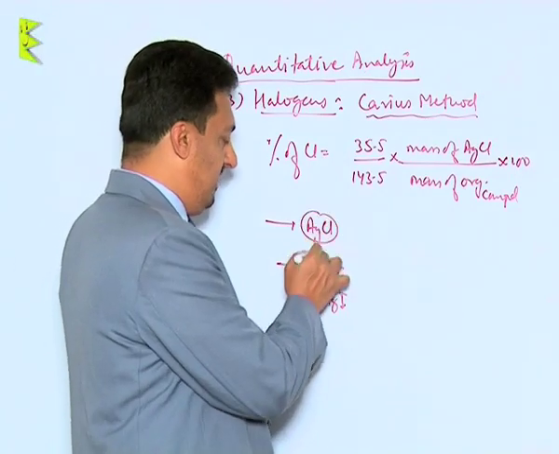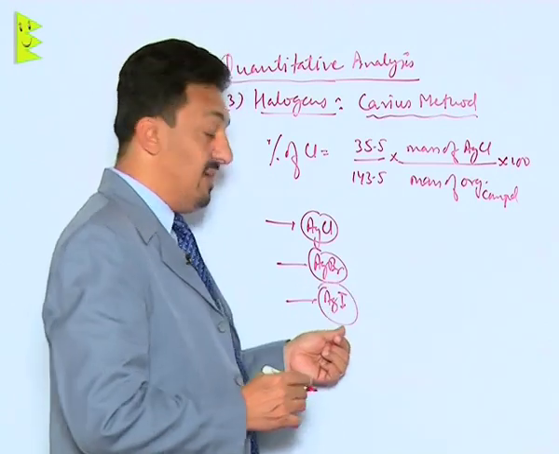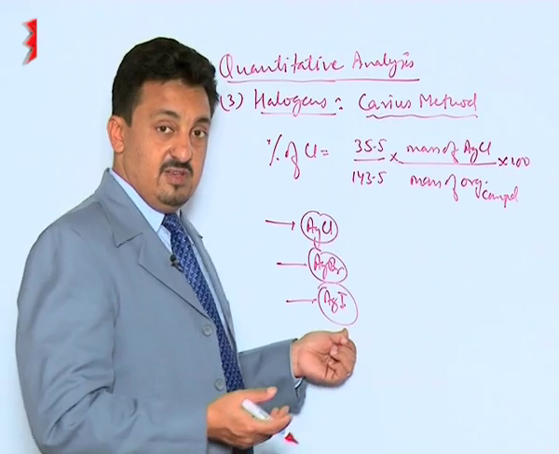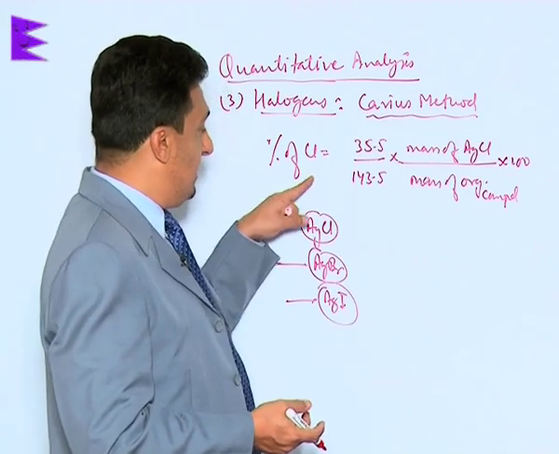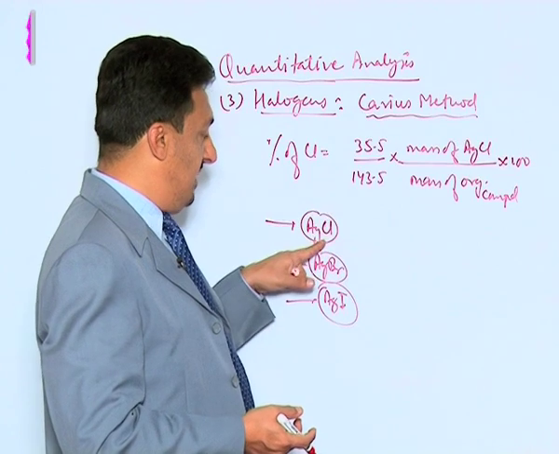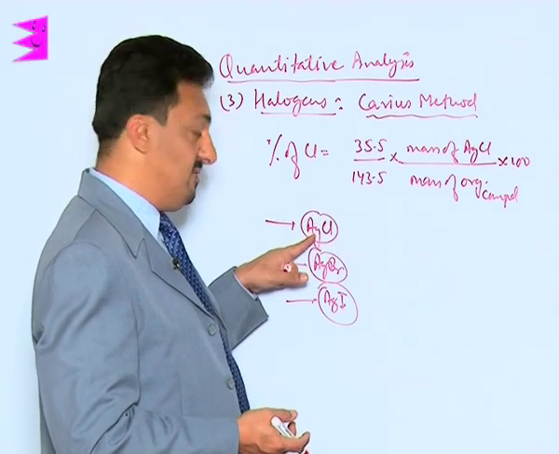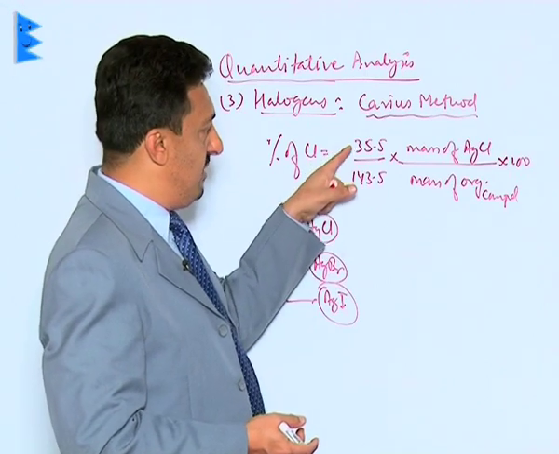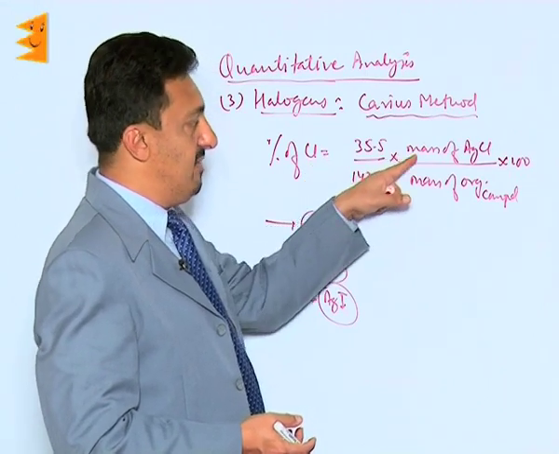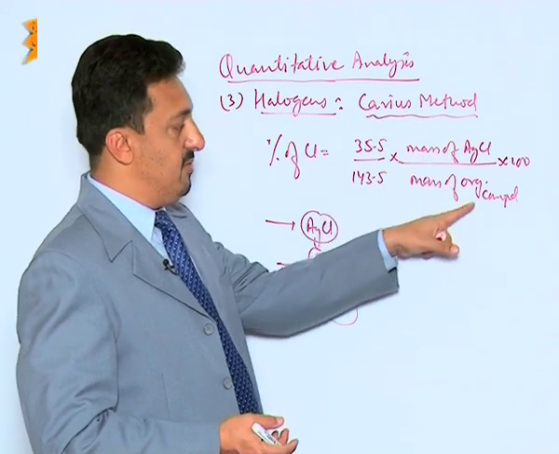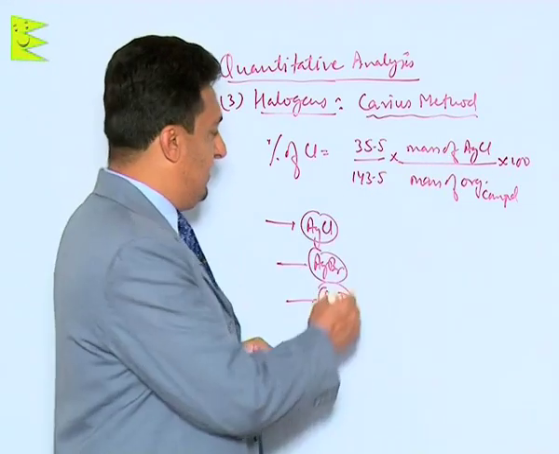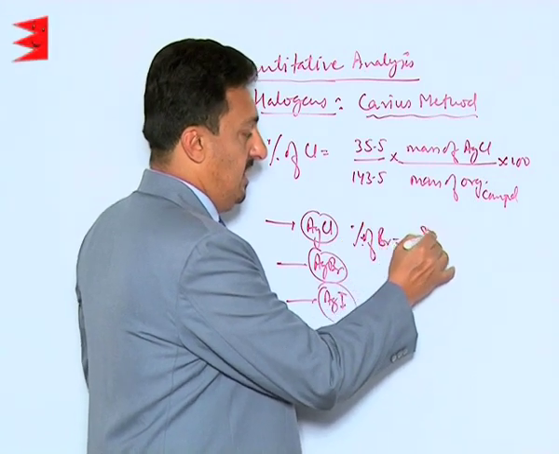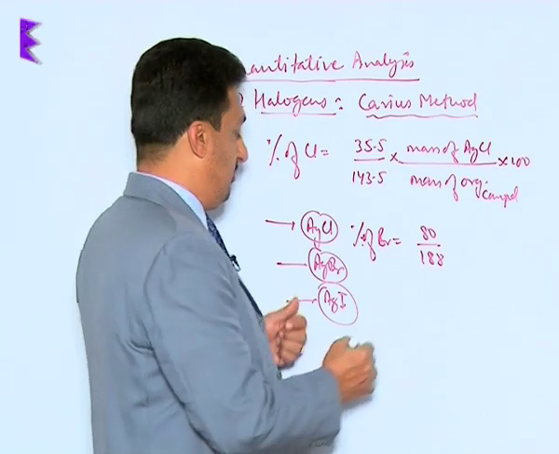Now those precipitates are taken out, washed and dried, and from there we can find out the mass of the AgCl, mass of AgBr, and mass of the AgI produced from the given amount of the organic compound. And from there we can find out the percentage of chlorine. Like in AgCl, we know that chlorine is 35.5, and silver is 108, which makes it 143.5. So percentage of chlorine is 35.5 upon 143.5 into mass of the AgCl produced upon mass of organic compound into 100.